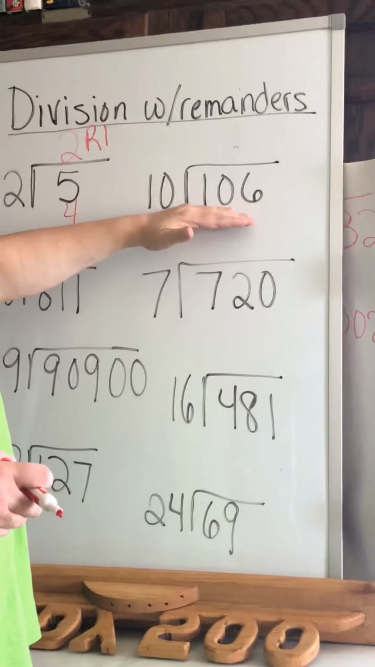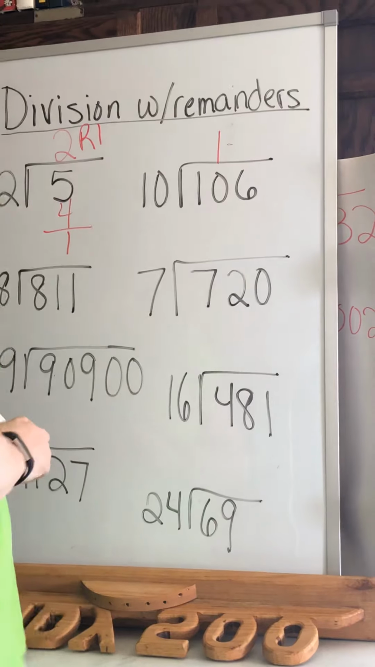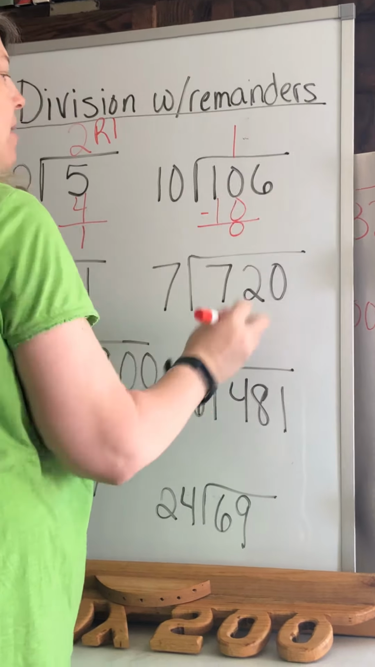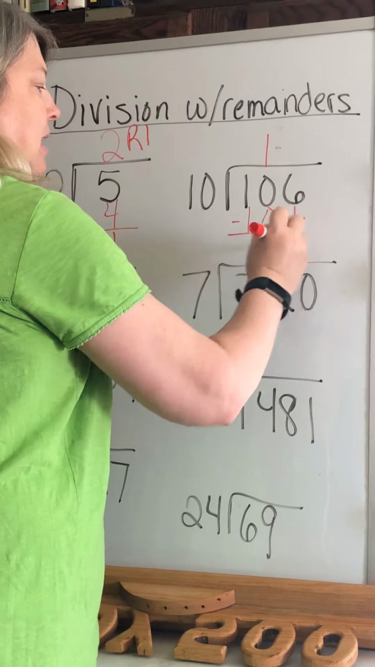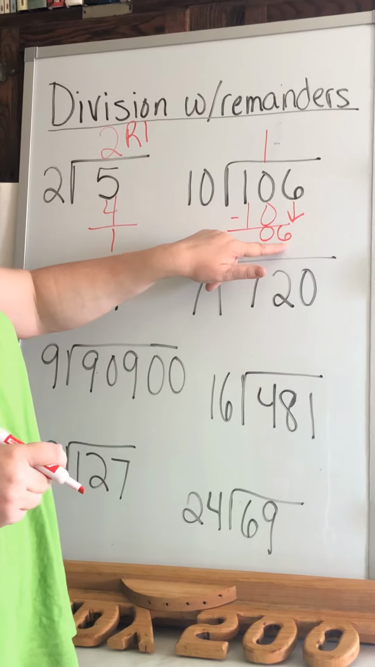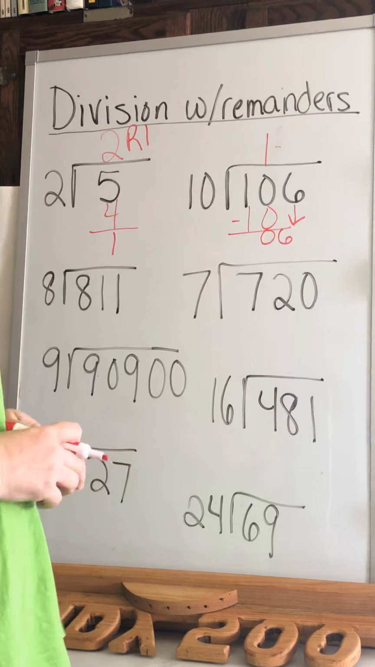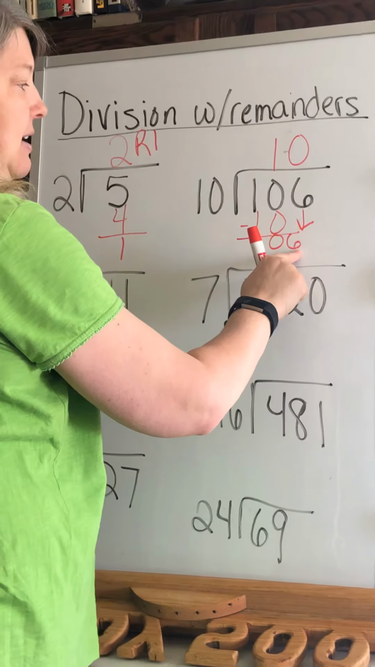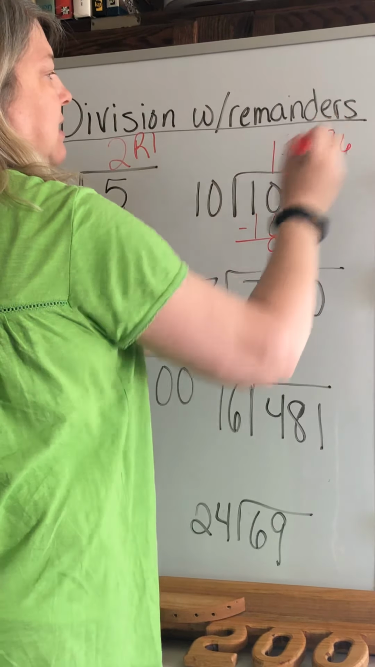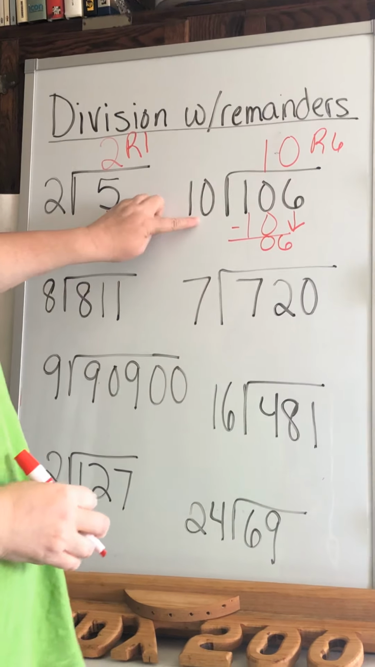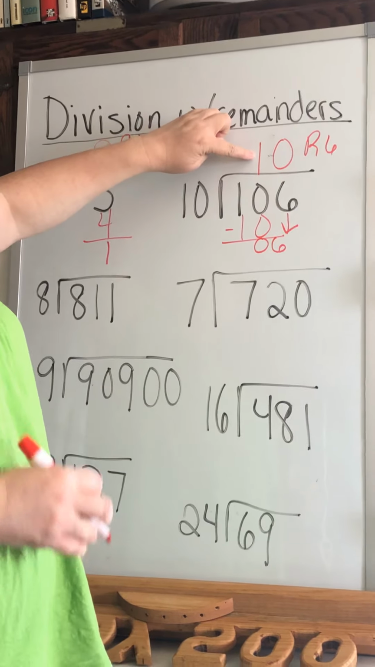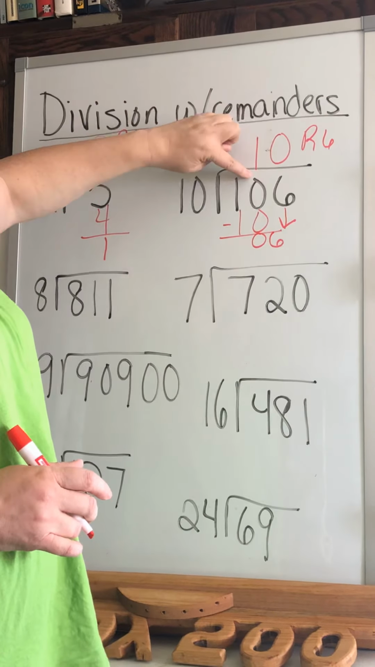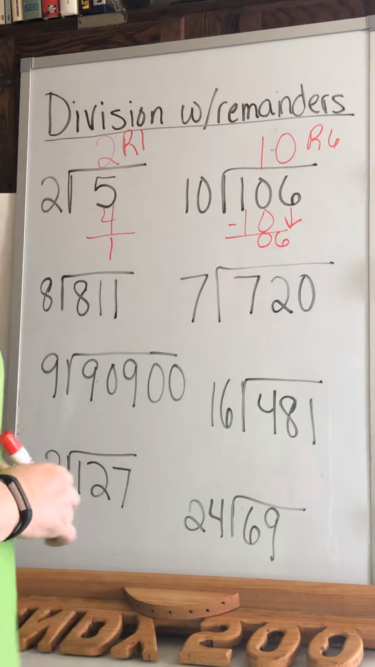10 goes into 10 one time. Well, 10 times 1 is 10. 10 minus 10 is 0. Bring down the 6. Well, 10 cannot go into 6. So what are we going to put here? Well, it's going to be 0. And then, you see this 6? We're going to make it a remainder 6. So this is how we check our work. 10 times 10 is 100. 100 plus 6 equals 106. There you go. All right.